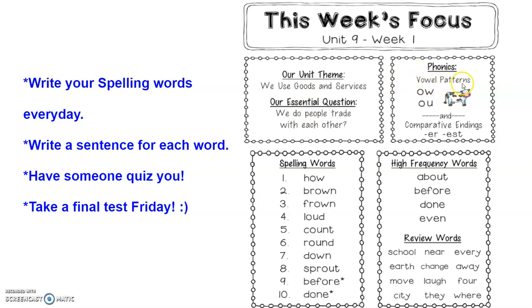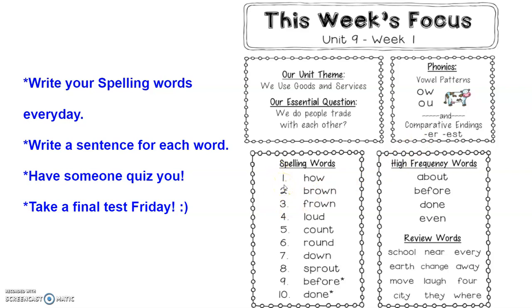All right, our vowel pattern for this week is OW and OU, like in owl and cow. We're also going to be talking about comparative endings like ER and EST, like bigger or biggest, tinier, tiniest. Those are comparing words, so we can tell which one is the most and which one is the least when we compare words.